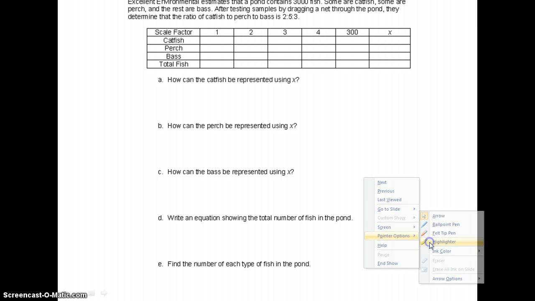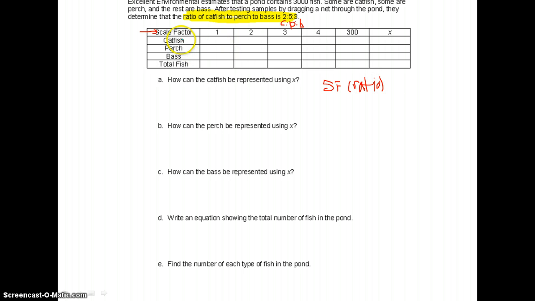So let's get our important information. We know that we have a ratio of catfish to perch to bass of 2 to 5 to 3. So that means the 2 represents catfish, the 5 represents perch, and the 3 represents bass. Okay? So whenever we're talking about ratios, we have a scale factor. Now, we take this scale factor and multiply it by our ratio. Pardon the handwriting.